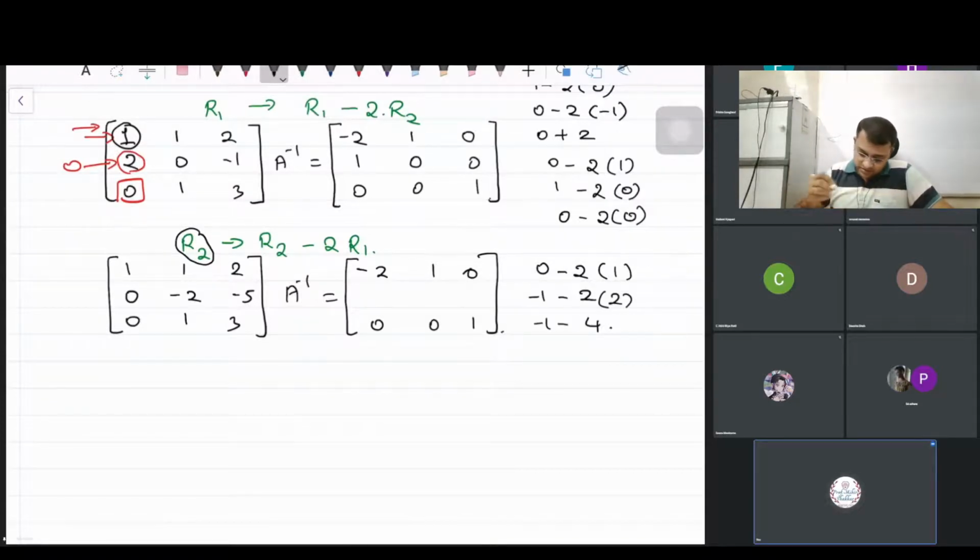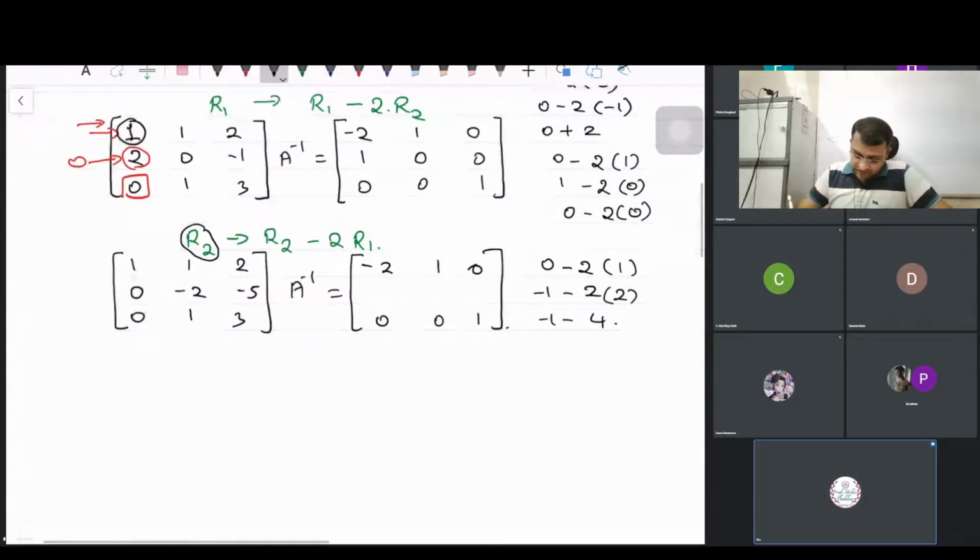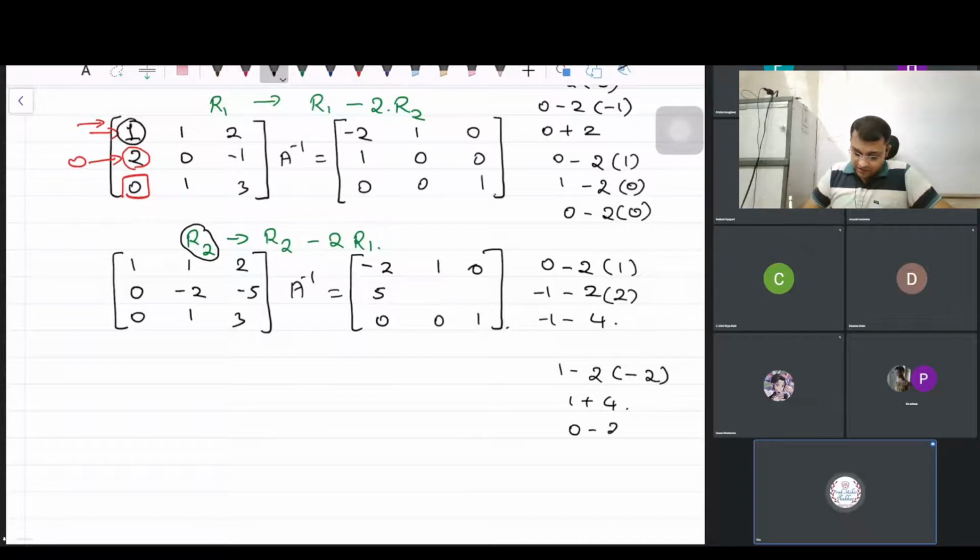For the next, RHS values: 1 minus 2 multiplied by minus 2. So it is equal to 1 plus 4 and that gives you 5. For the next element, 0 minus 2 multiplied by 1, that is going to be equal to negative 2. And the last element will be 0 because it will be just the same. Above is also 0. So 0 minus 0 is 0. So you get the value as 0 in this case.